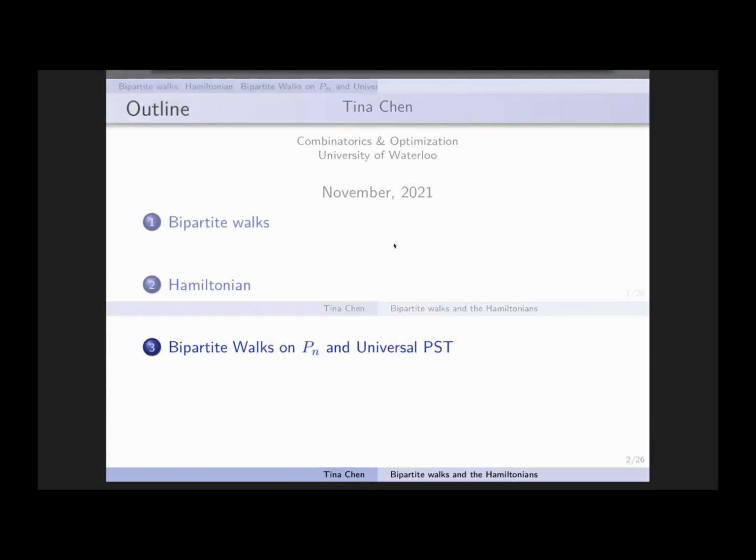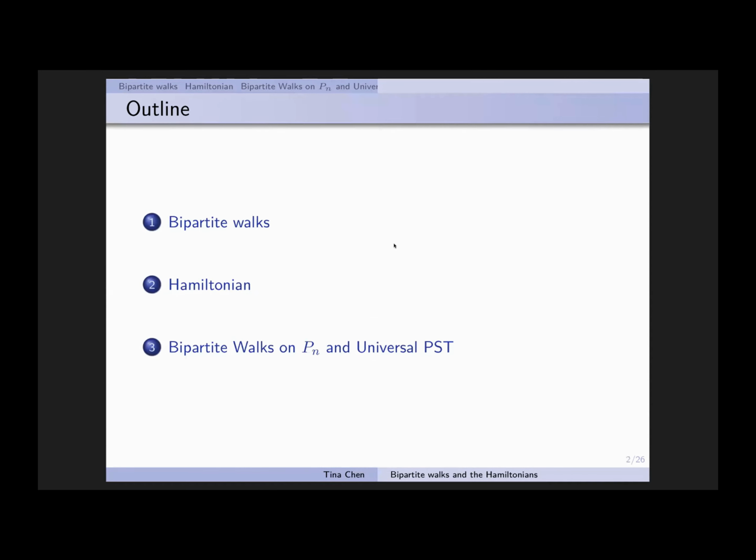So what I'm going to do today is introduce a discrete quantum walk model called bipartite walks. And later I will introduce a concept called Hamiltonians, and I will use these Hamiltonians to build a connection between the bipartite walks and continuous walks.